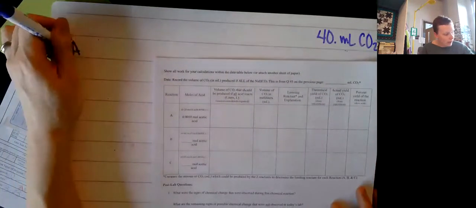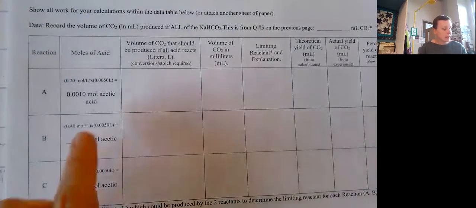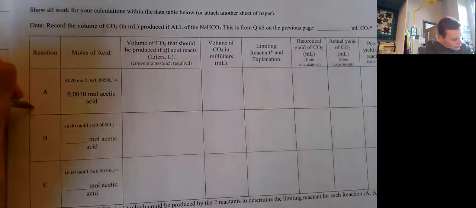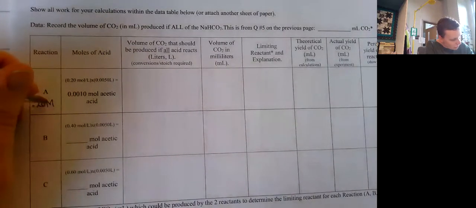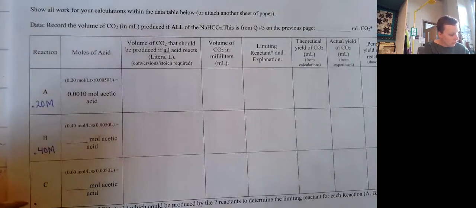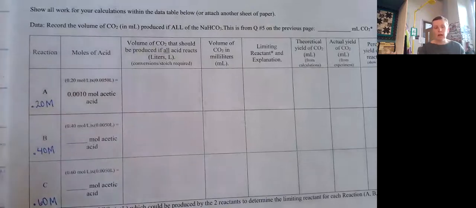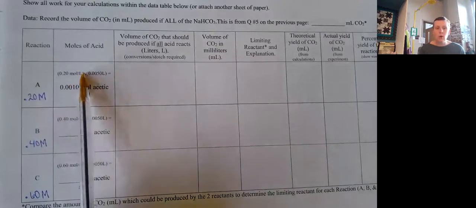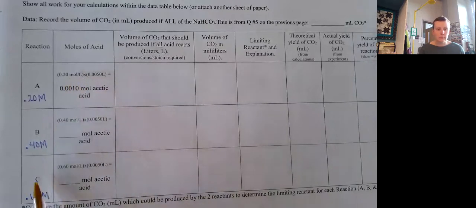Okay, now we're going to go through this table and fill in several things. So first of all, if we look at this section, let me see if I can zoom this in here. If you look at this, our first acetic acid is 0.20 molar. Our second one is 0.40 molar. And our third one is 0.60 molar. Remember, this is a new term for us. That capital M means moles per liter.